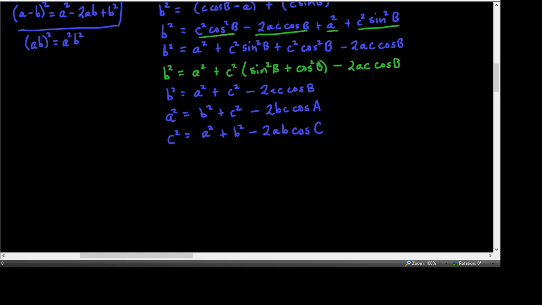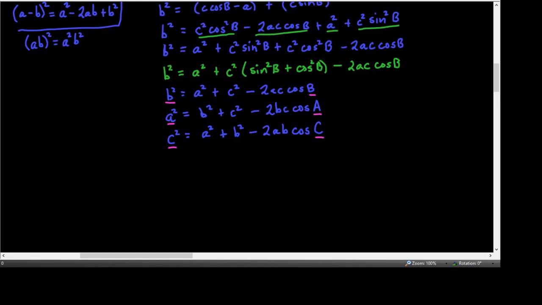You need to really understand what's going on. So one of the things I'd like for you to look at in each of these formulas is the side over here that's by itself. The name of it, in this first case B, is the name of the angle that you're taking the cosine of. So side A, cosine of angle A. Side C by itself, cosine of angle C.